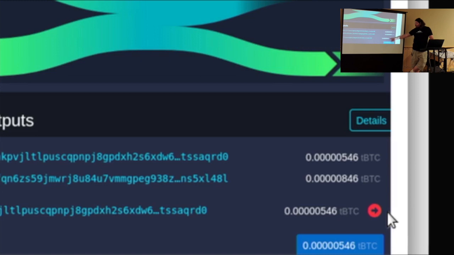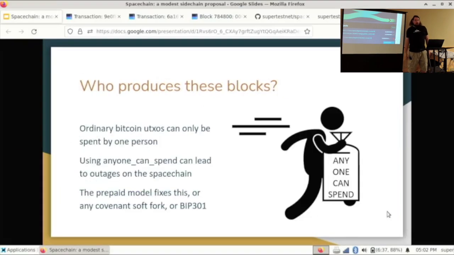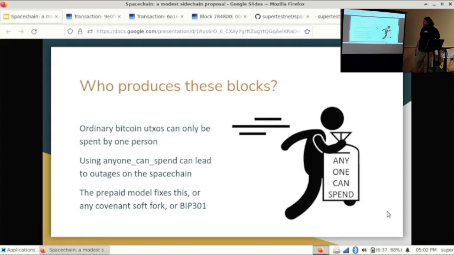But even if he does, even if a thief does take this, it's not just an anyone can spend address, it's also an anyone can deposit address. So you can just put more money in there and then keep the chain going. So that's how mine works. Mine uses the prepaid model, and it just allows anyone to run off with the money. And if they do, miners can just add more into it and keep going. And so far it works. The space chain, my space chain is still going.